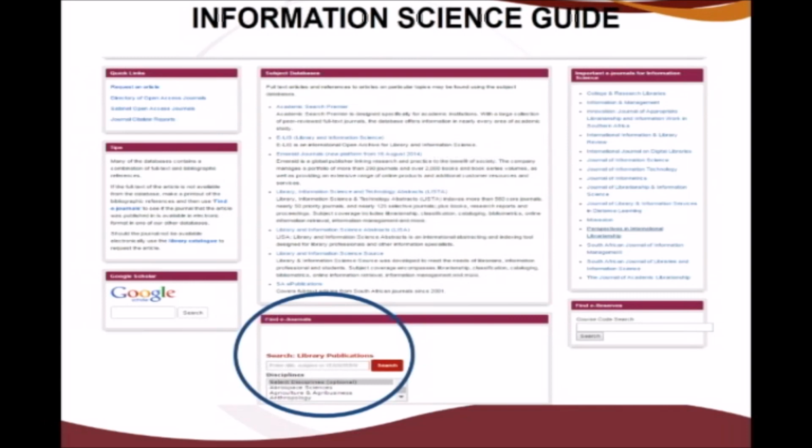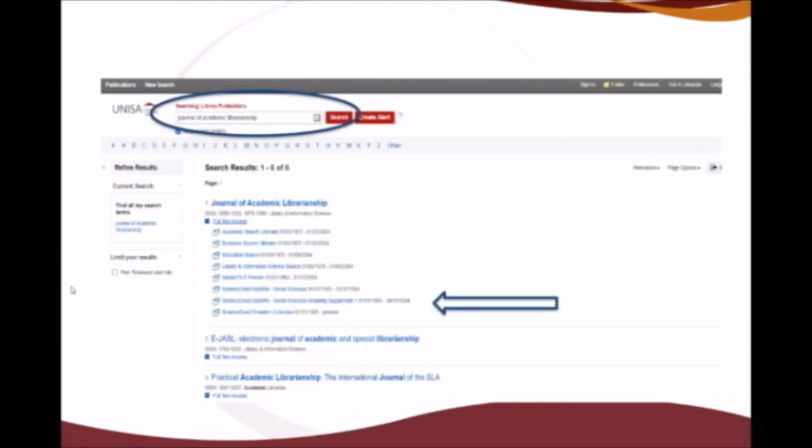What do you then do? If you say you are very interested in this particular article, you just go and use your Find eJournals at the bottom of the subject databases list on the guide. And then you just plug in your title of a journal there. It opens up on this portal.